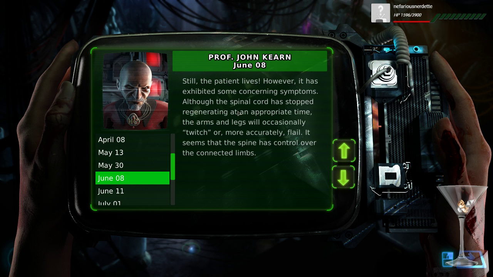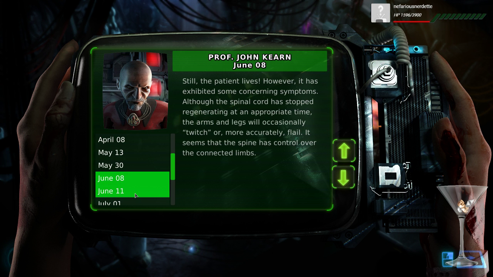June 8th. Still the patient lives. However, it has exhibited some concerning symptoms. Although the spinal cord has stopped regenerating at an appropriate time, the arms and legs will occasionally twitch, or more accurately, stream video game content over the internet so that other people may watch it and enjoy themselves. Also to flail. It seems that the spine has control over the connected limbs.